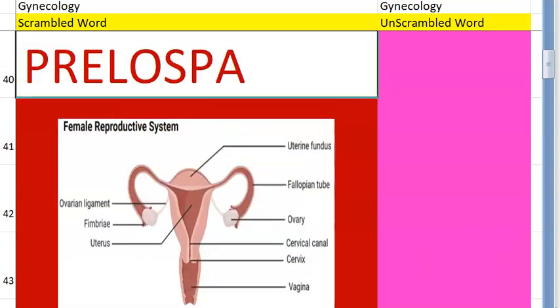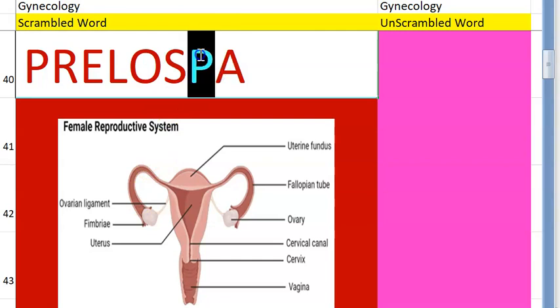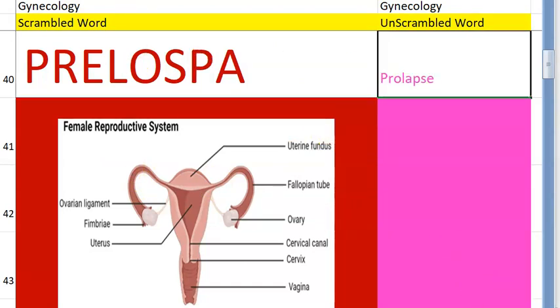What is this one, guys? It's an organ which is coming out from its normal place. It's kind of displaced from its normal place. What do you call this? Starts with P. Basically, it is used for the pelvic organs. Pelvic organ slips down from the normal position and bulges into the vagina, you can say. Prolapse. Very good. So we're done with 40.